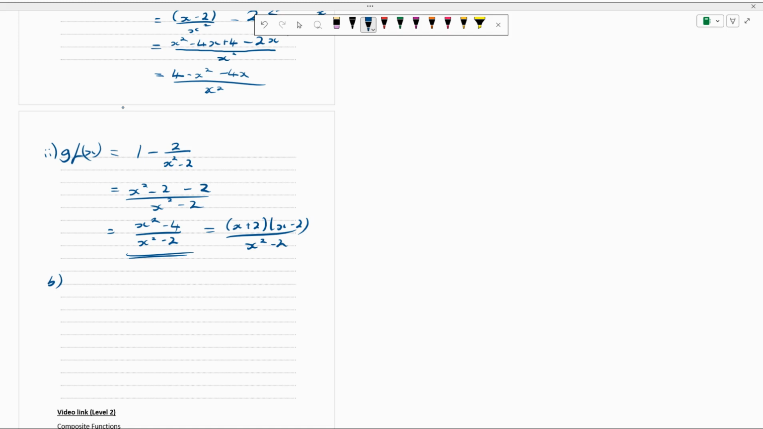Right, part B wants me to solve this. So what I'm going to do, I'm first going to make them equal each other. So x squared minus 2 is 1 minus 2 over x. Now I'm going to get rid of the fraction. I'm going to times everything by x. So I get x cubed minus 2x is x minus 2. Let's take everything onto one side. So I've got x cubed minus 3x minus 2 is 0. Oh, sorry, plus 2 is 0.